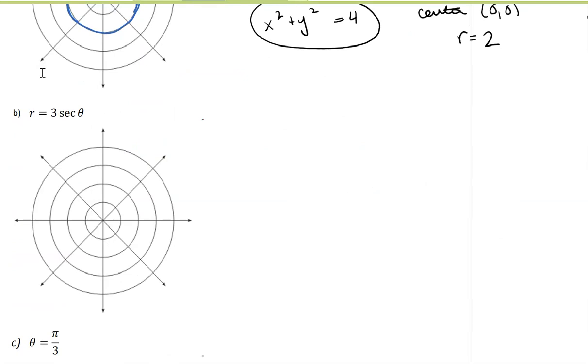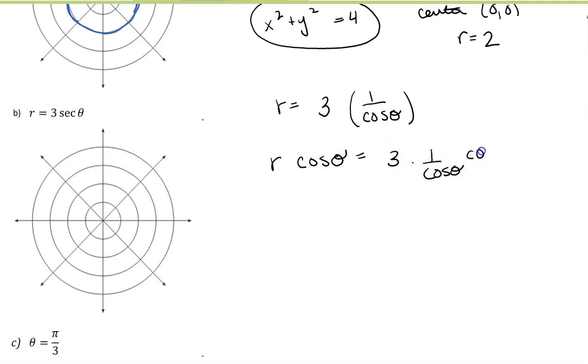Now this one says r equals 3 secant of theta. So let's be a little careful with this one. This is the same thing as saying r equals 3 times 1 over cosine theta, because secant of theta and 1 over cosine of theta are equal. So what I can do then is take this equation and multiply both sides of the equation by cosine of theta. As long as I do the same thing to both sides, that's perfectly legal. And that cancels these two cosine of thetas, and I get r cosine of theta is equal to 3.